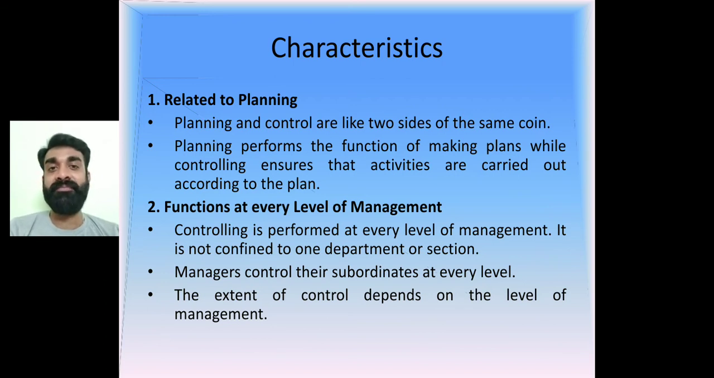Second, function at every level of management. Controlling is required at every level of management, whether it is top, middle, or bottom, right? But the level of controlling differs. The maximum control is required at the bottom level, then the middle, and the least control is required at the top level. Why? Because they have that sense of self control or self discipline at the top and middle levels. But compared to these two, bottom level workers require more control, because they don't have that self regulation or self discipline, right? So the extent of control depends on the particular level of management.